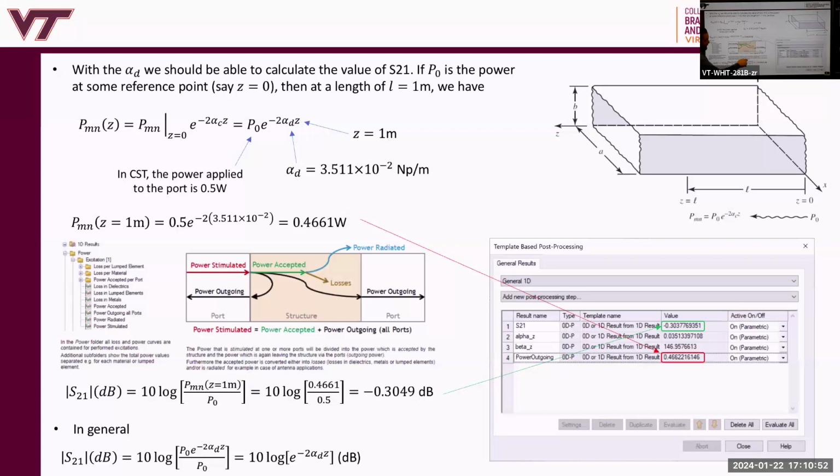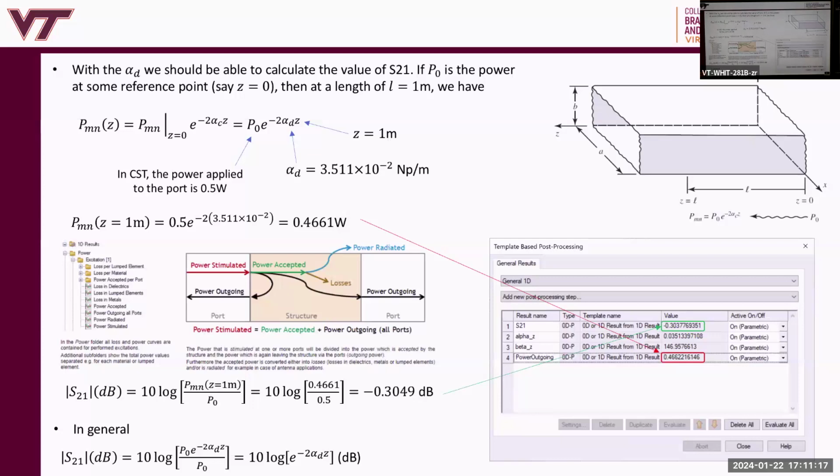Or throughout whatever structure you have. So we're looking at the losses. There's nothing radiated because this is an enclosed geometry with metal all around it. So by the time we get the power outgoing, that's going to be power simulated minus the losses. So we go over here to power outgoing, and we find what power outgoing is. We find it's 0.4662, and that's exactly what we calculated, right? So CST is also corroborating our results, which is cool.